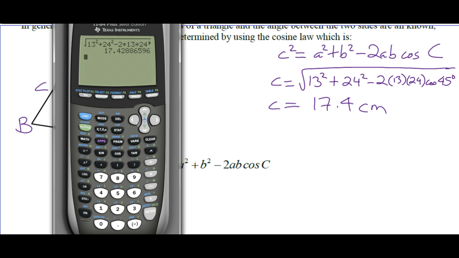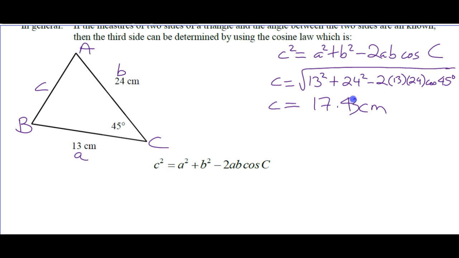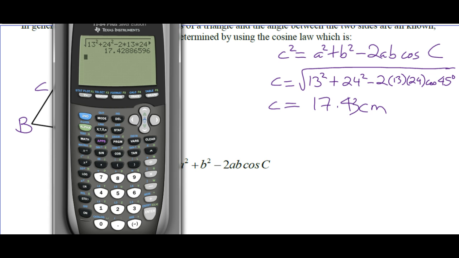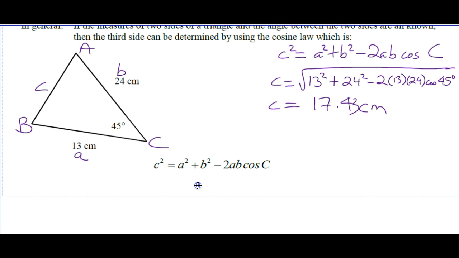Well, okay, so let's round to the nearest tenth. All right, let's round to the nearest hundredth. 17.43 centimeters. Okay? So that's it, right? Easy. You got two sides and the included angle.